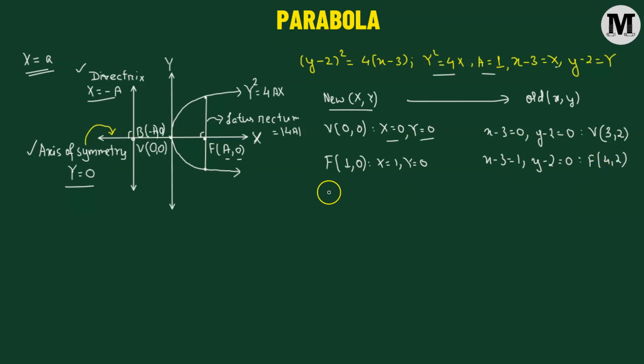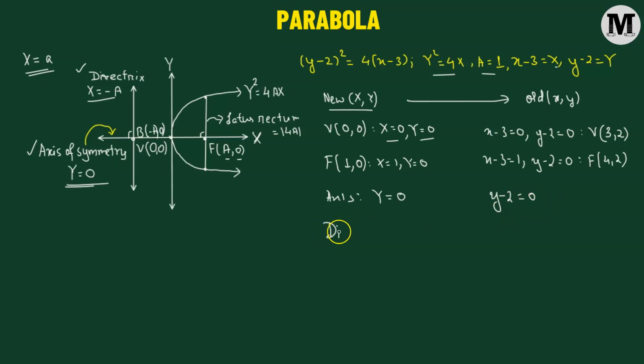Then we have the equation of the axis of symmetry line. The equation of the axis is given by y equals 0. So if it is y equals 0 in the new coordinate system, then in the old coordinate system, y will get replaced with y minus 2. So y minus 2 equals 0 is going to be the equation of the axis of symmetry line.